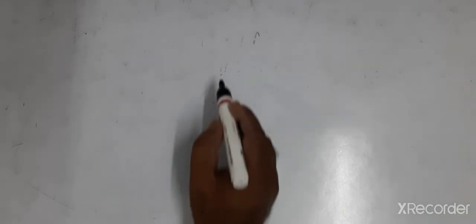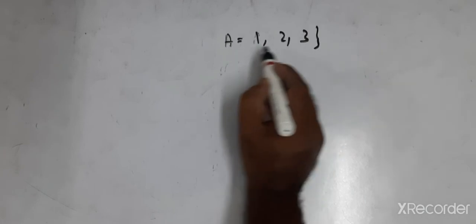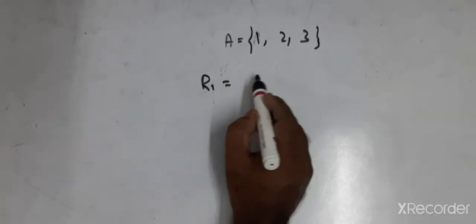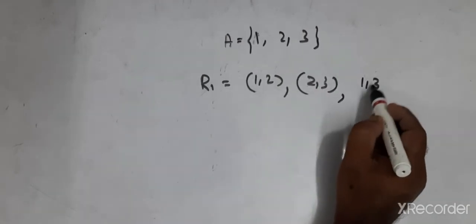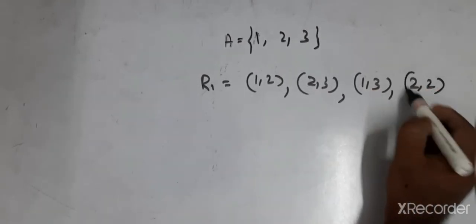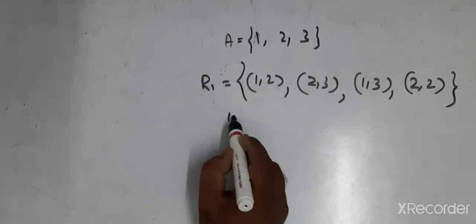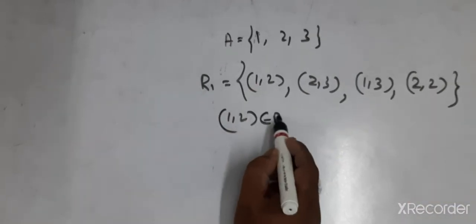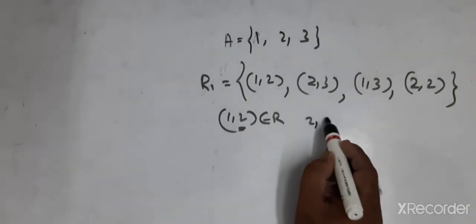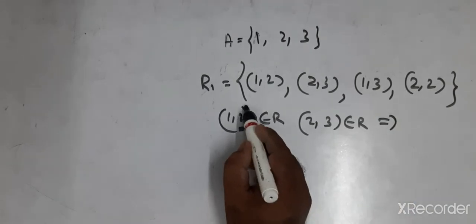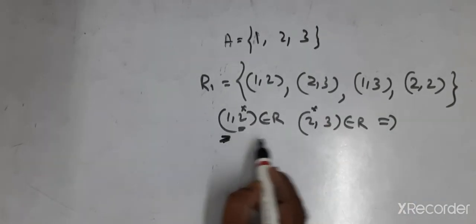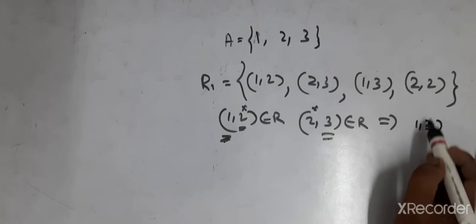The transitive relation is one of the most important relations. Take A equal to {1, 2, 3} again. Now you consider the relation R1 which contains (1, 2), (2, 3), (1, 3), (2, 2). Now you take (1, 2). Is there any element which starts with 2? Yes, (2, 3) starts with 2. That also belongs to R. So what implies? You exclude these 2. The remaining is 1 and 3, so (1, 3) belongs to R.